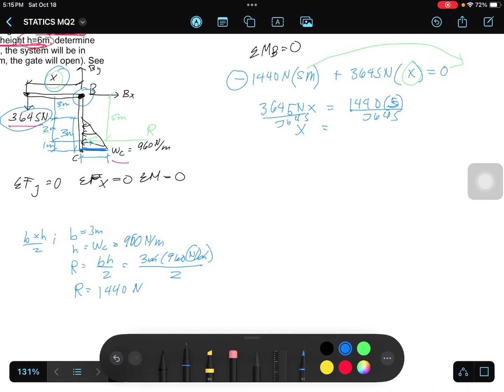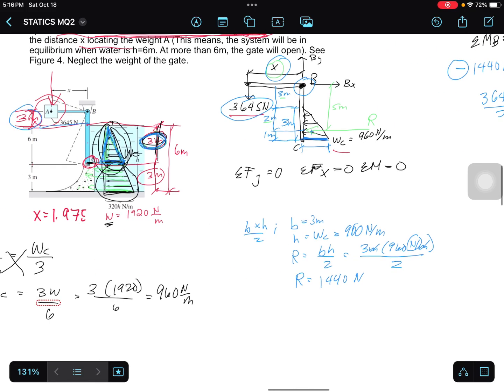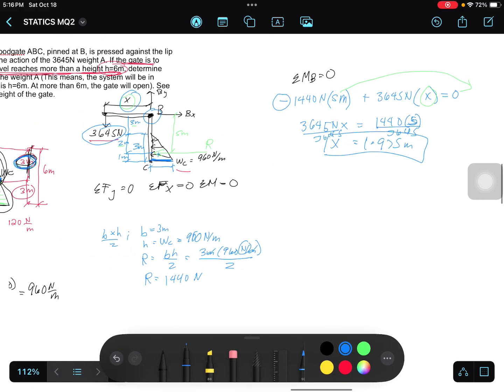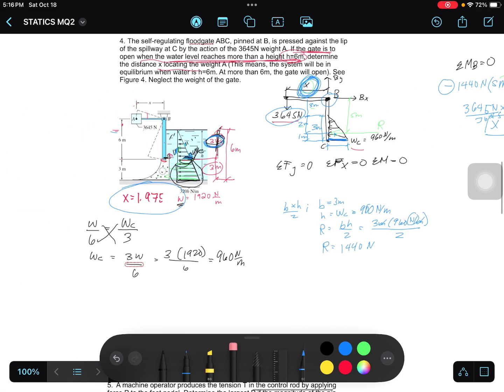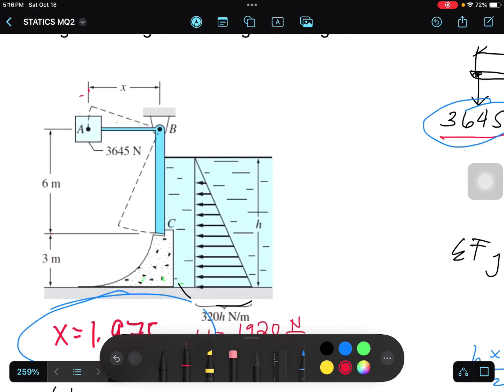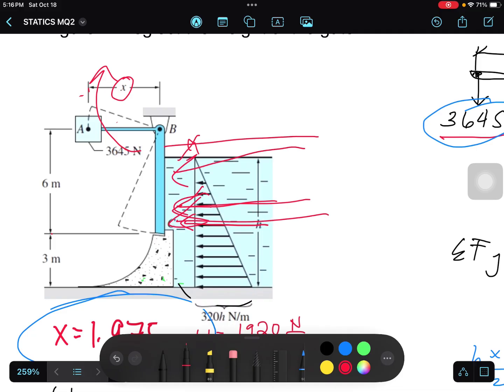It is 1.975 meters. Is it the same? So, the same. 1.975 meters. Dapat ito ang X natin. So, our X should be 1.975 meters para kahit 6 meters hindi siya sasara, pero paglampas ng 6 meters bubukas na ang gate, rotate na siya dahil mas malakas na yung pressure ng tubig dito kapag mas mataas sa 6 meters ang tubig.